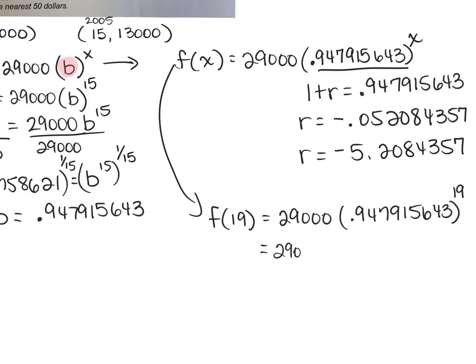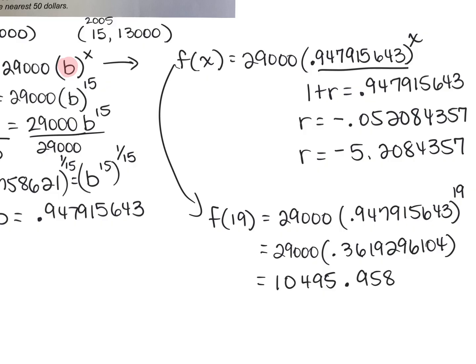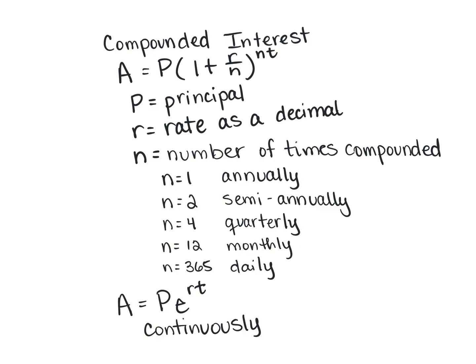So we keep the 29,000, and when we raise that decimal to the 19th power, we get 0.3619296104. And when I multiply that by 29,000, we end up with $10,495 and 9587 cents. Now these are telling you to round to the nearest $50, so the 9 will be bumped up to 100. So the value rounded to the nearest $50 would be $10,500.